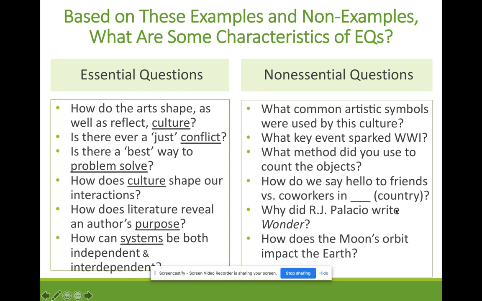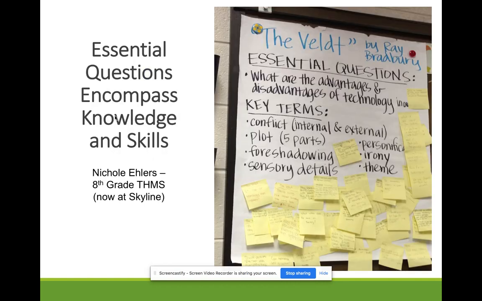These are for engagement. These are for understanding. If we do it right, these can be for understanding as well. Reveal understanding. So, essential questions also can help us encompass knowledge and skills.